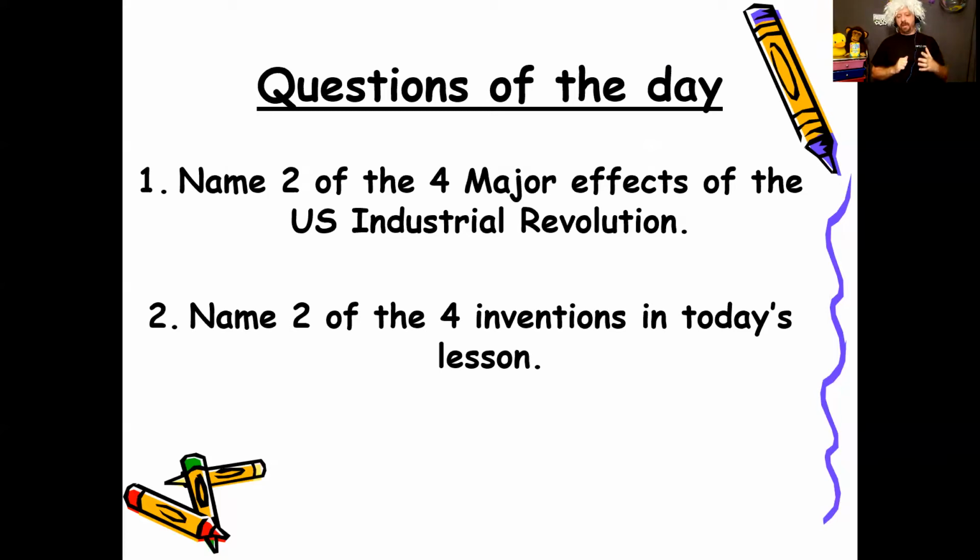Here's a little bit more information on the inventions, all that kind of stuff. Now it's your turn to show me what you know. So you're going to have, count them, two questions of the day. That's two, not one, not three, not four, not 10, but two questions. Okay. Question number one is name two of the major effects of the U.S. Industrial Revolution. And question number two is name two of the inventions in today's lesson.